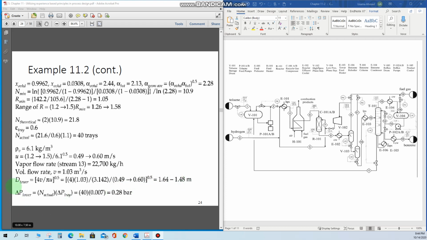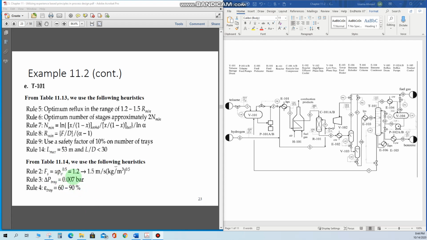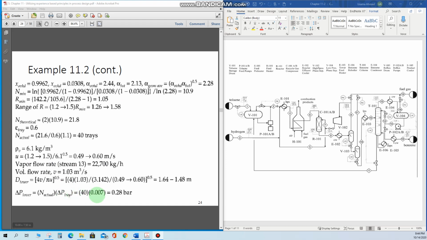Okay, delta P, the pressure drop in the tower, would be equal to number of actual trays that we have calculated here, multiplied by the drop in pressure in each of the tray, that is equal to 0.007. So it is from the heuristic here. Okay, so you can multiply this thing, and delta P in the tower would be equal to 0.28 bar. Now these are some of the things that we have calculated.